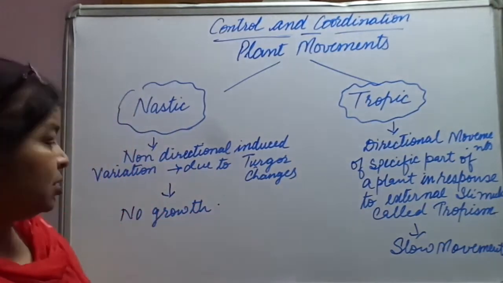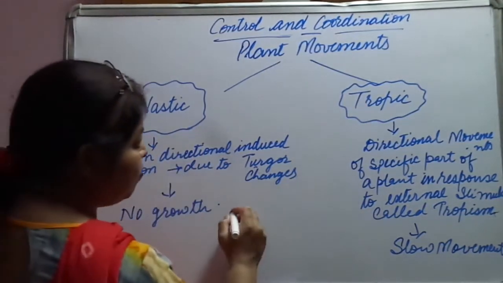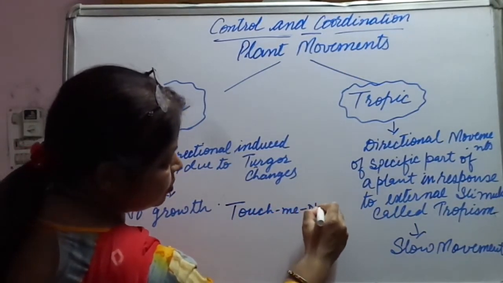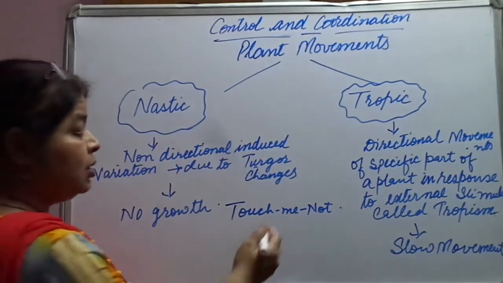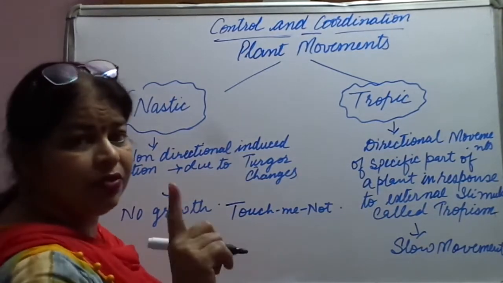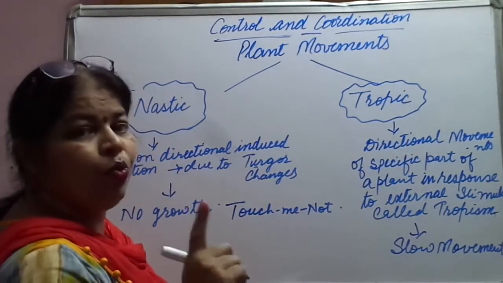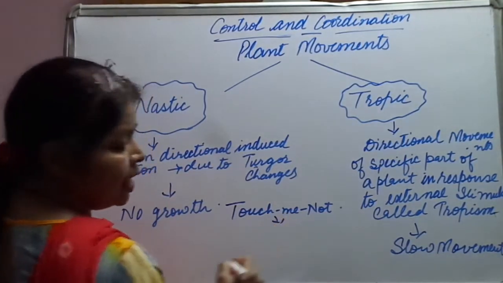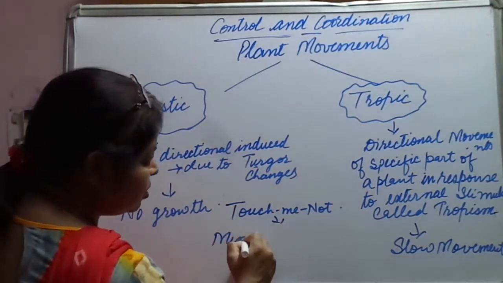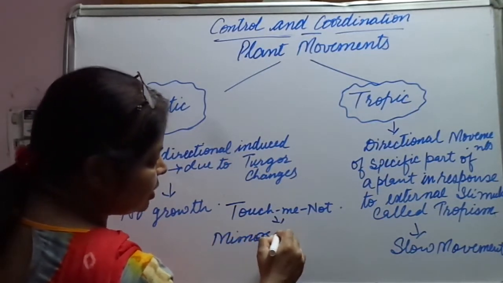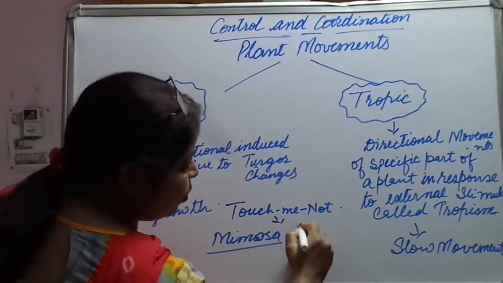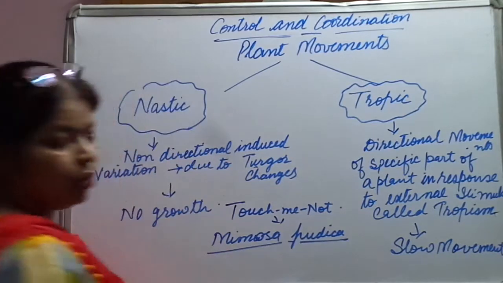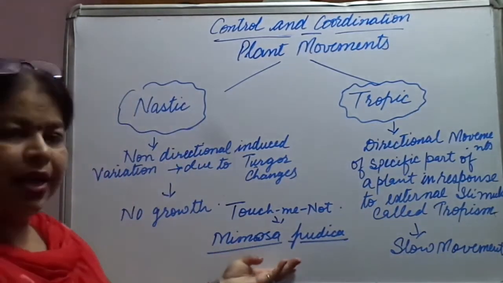And besides this, you need to learn the name of the plant. In English we call it touch me not. Okay, but this won't do, because you can be asked a one word or 1 mark question, what is the scientific name of the touch me not plant? So what is the name? It is Mimosa, M-I-M-O-S-A, Mimosa pudica, P-U-D-I-C-A, Mimosa pudica. Okay, this is the scientific name.